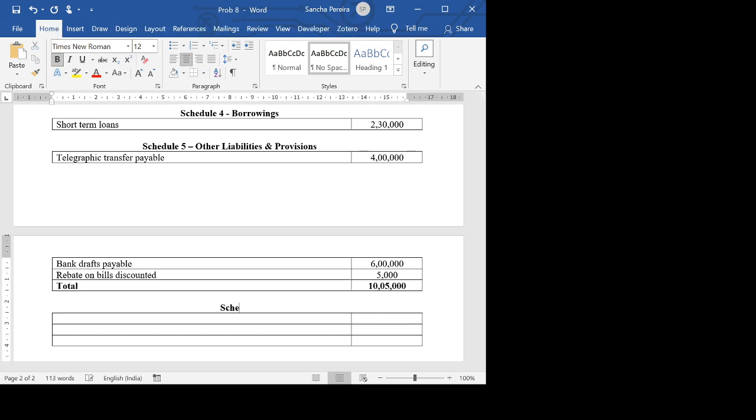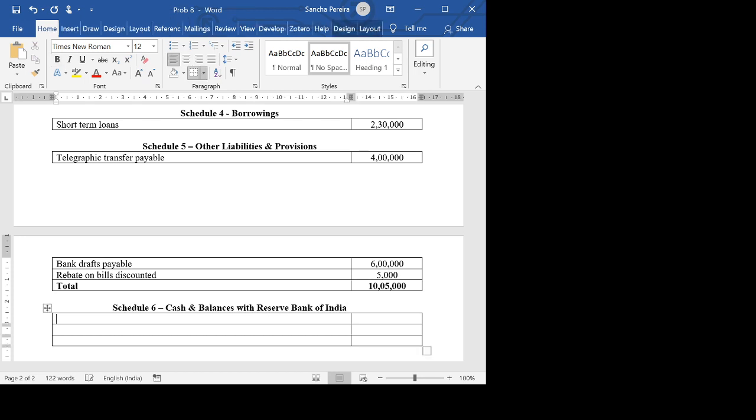We move now to the assets. Schedule 6, cash and balances with Reserve Bank of India. So we have cash in hand, which is 10 lakhs. And we also have cash with RBI, which is 20 lakhs. So the total here comes to 30 lakhs.